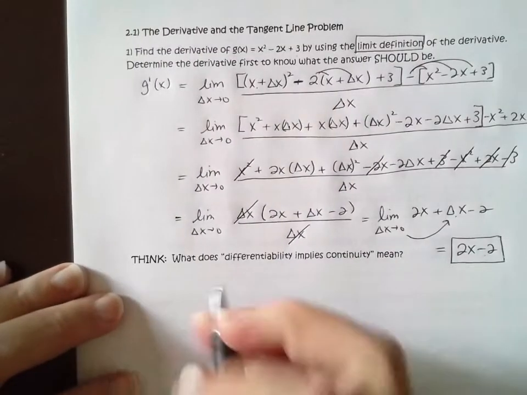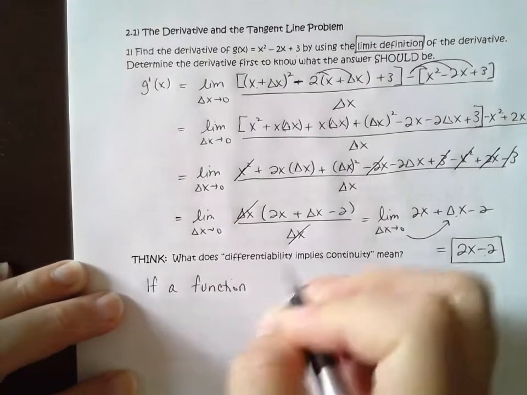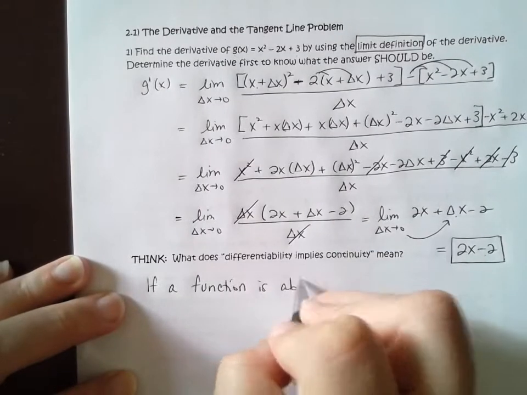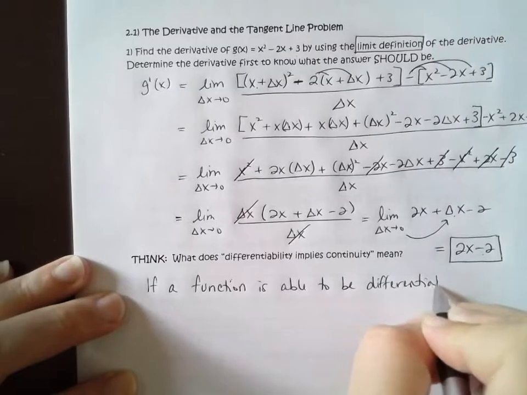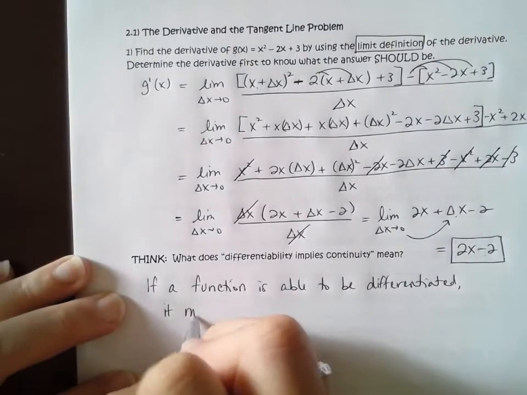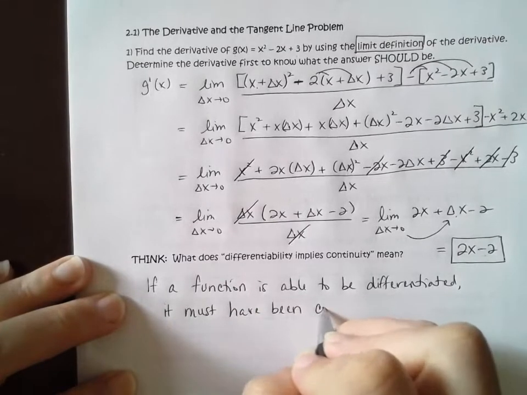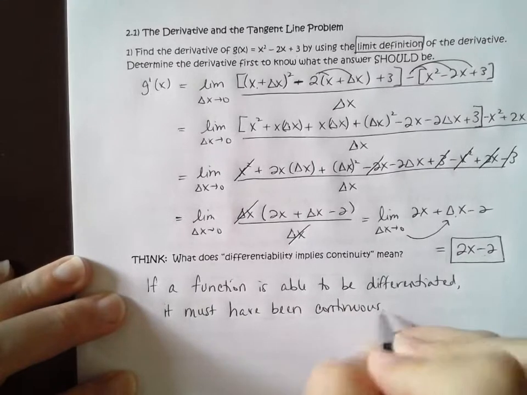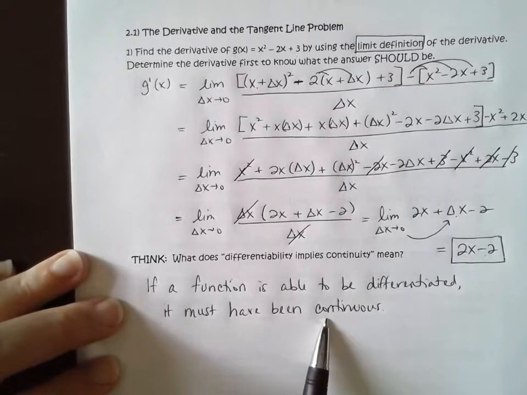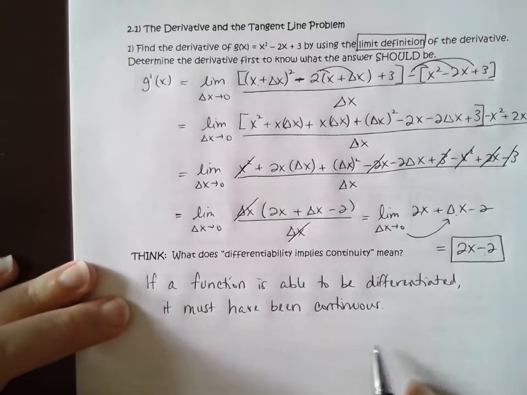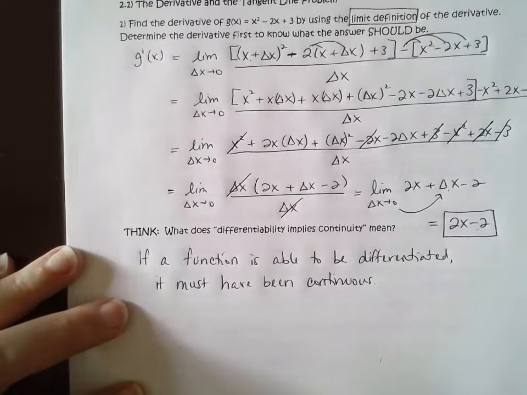Differentiability implies continuity, means if a function is able to be differentiated it must have been continuous. The converse is not true. Just because something's continuous does not mean that it's differentiable. For example, if it came to a point, a sharp point, you cannot take the derivative of a sharp point.